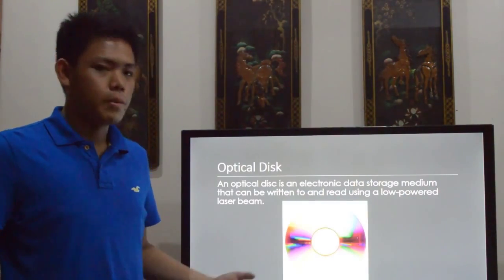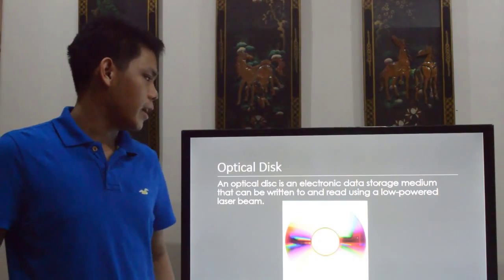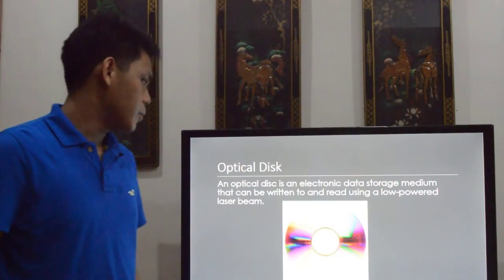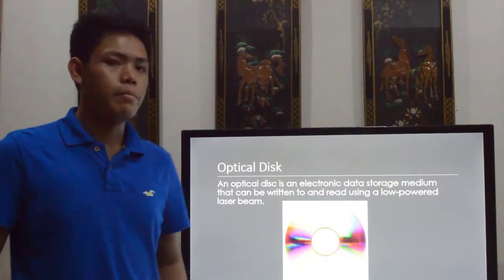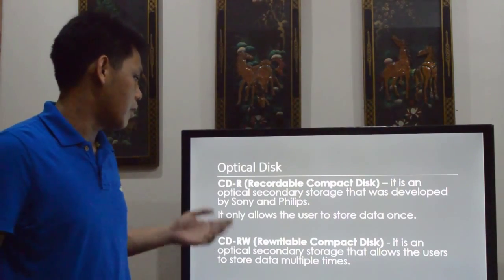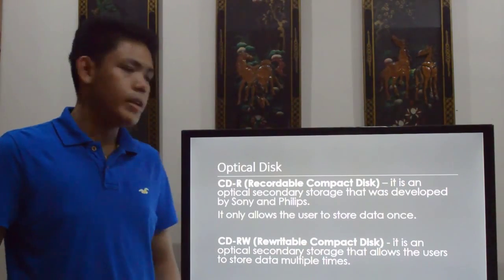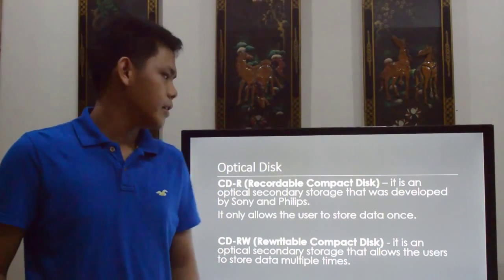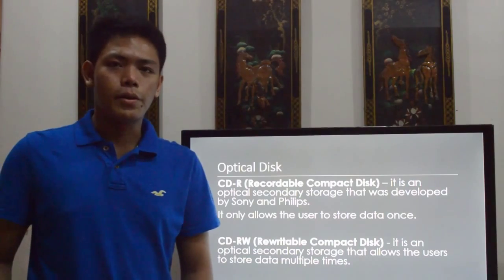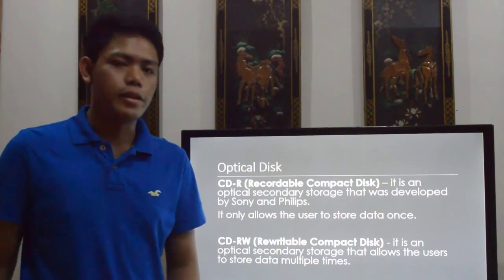Now, this is the optical disk. An optical disk is an electronic data storage medium that can be written to and read using a low-powered laser beam. These are the types of optical disk. CD-R means recordable compact disk. It was developed by Sony and Philips. It allows the user to store data, but only once.